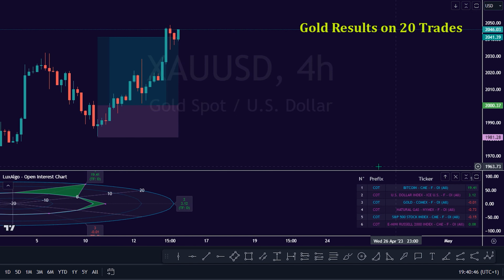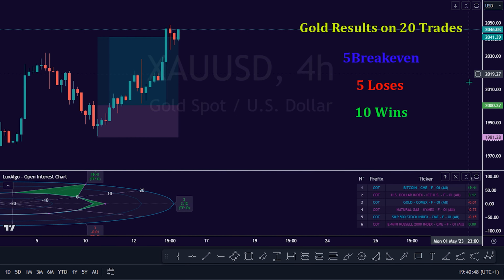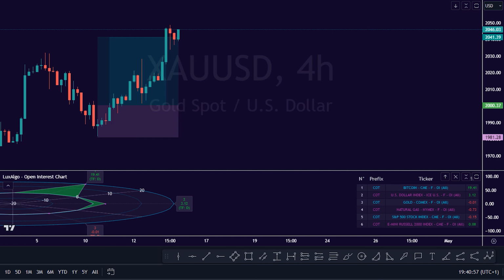This is our trading result after 20 executed trades in the gold market. We have 5 break-even, 5 losses, and 10 wins. Time to make a total estimate of our losses, wins, and break-evens.